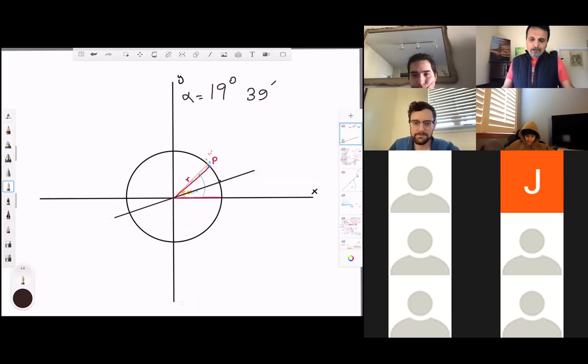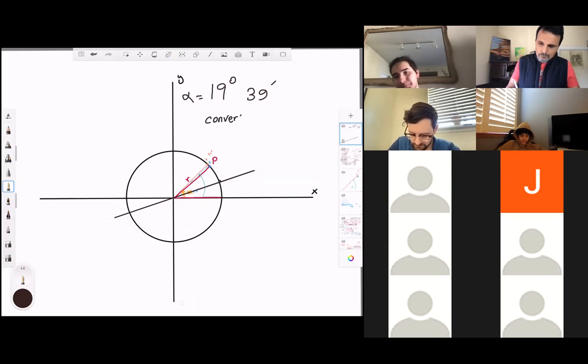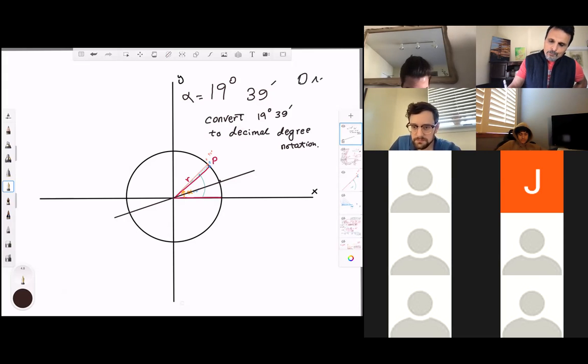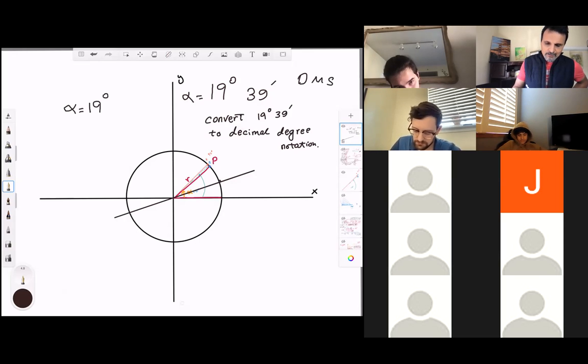So we're going to make this one. The way you see it in the question in your homework, they are saying convert 19 degrees and 39 minutes to decimal degrees. Good, so that's the type of question. You see that this is in degree, minute, and second. So we have to make, again, algebra here. Alpha equals 19 degrees, plus 39 multiplied by 1 minute.